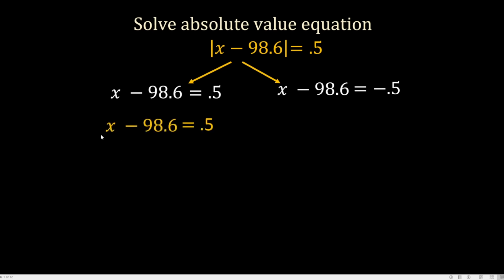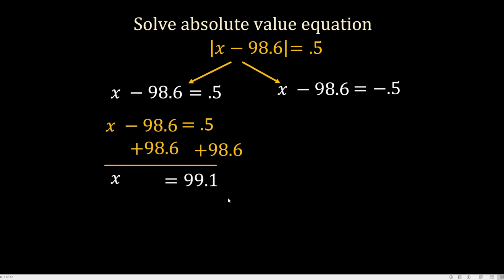For the first one, x minus 98.6 equal to 0.5, let's eliminate 98.6 from the left side of this equation. For that, let's add 98.6 to both sides of the equation. That will make it x equal to 99.1.